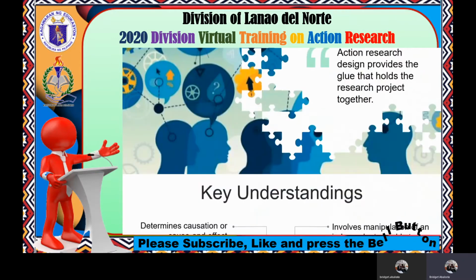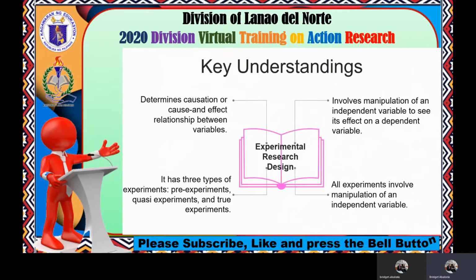Now, let's have the key understandings for the experimental research design. So, experimental action research design determines causation or cause and effect relationship between variables. Therefore, it involves the manipulation of an independent variable to see its effect on a dependent variable.